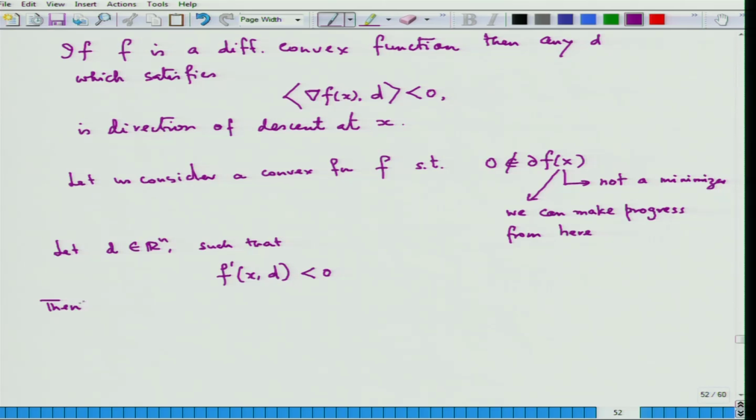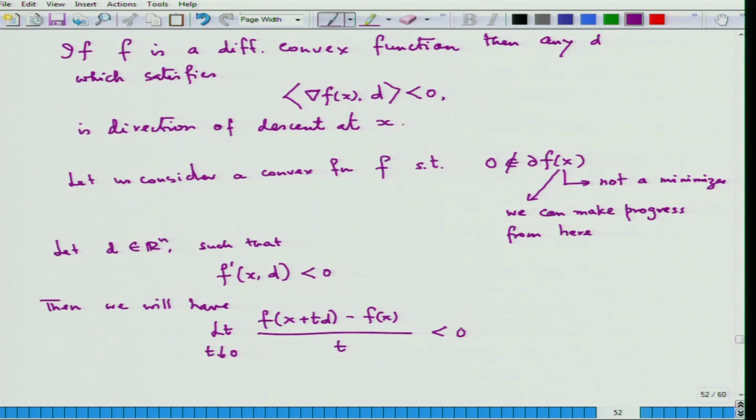Then we will have, by definition of directional derivative, the limit as t goes to 0 from the positive side, the one-sided directional derivative, of f of x plus t d minus f of x by t, strictly less than 0. This simply shows that for t sufficiently small, I am not going into the details of the argument. Those who are mathematicians can immediately figure out what I am telling.